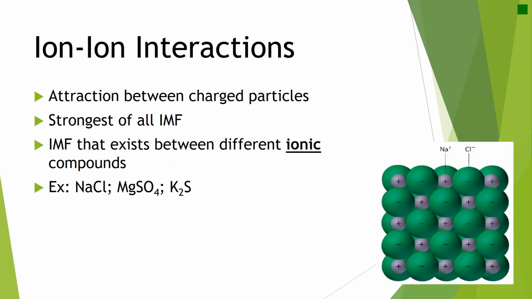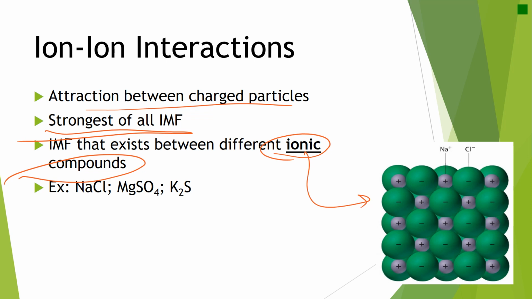So ion-ion. Ion-ion is the strongest of all IMFs, and the ones that will exhibit this are the different ionic compounds. So it's an attraction between the charged particles, but how you identify it is you literally look for if it's an ionic compound. And the reason why it's the strongest, once again, it's these interactions.